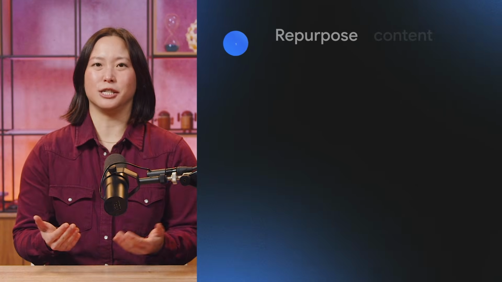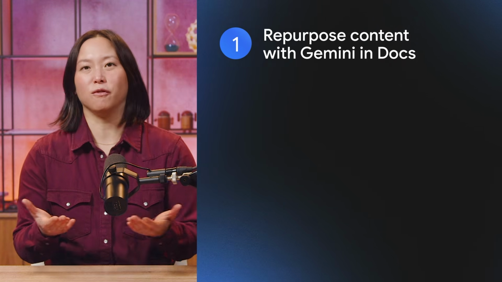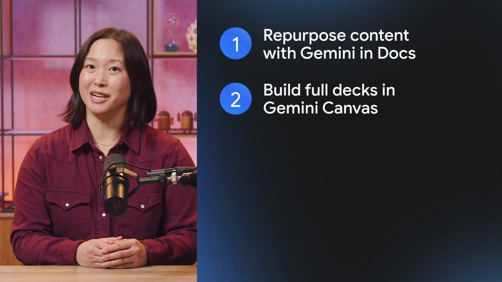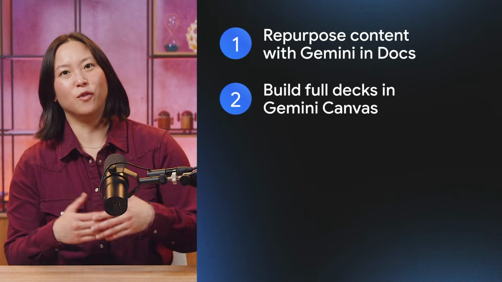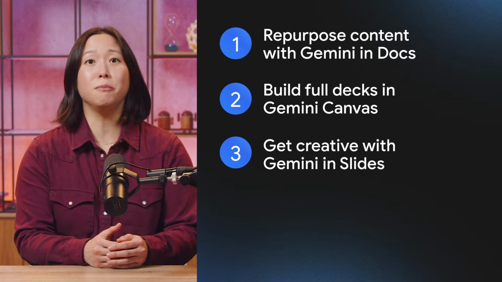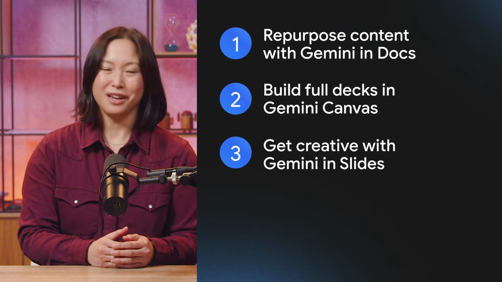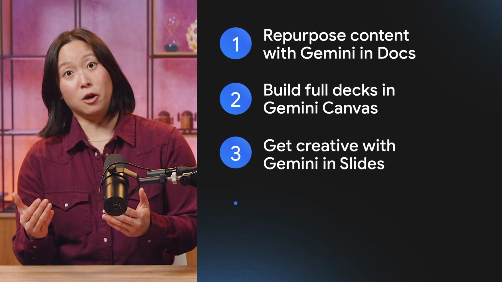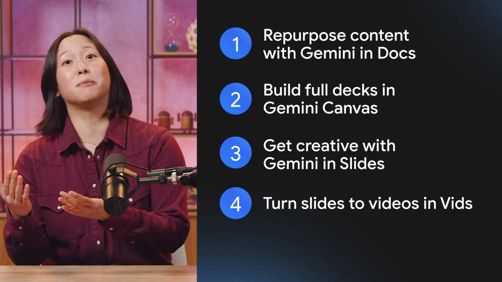Let's recap what you've learned. You now have the skills to turn one asset into copy for a full campaign with Gemini and Docs. You can also build stunning presentations much faster with full decks using Canvas in the Gemini app, then get creative with Help Me Visualize and Google Slides. Finally, there's a few ways to make engaging videos. Vids can help you turn your slide decks into slick product videos. This is about more than saving time. It's about extending your creative potential.